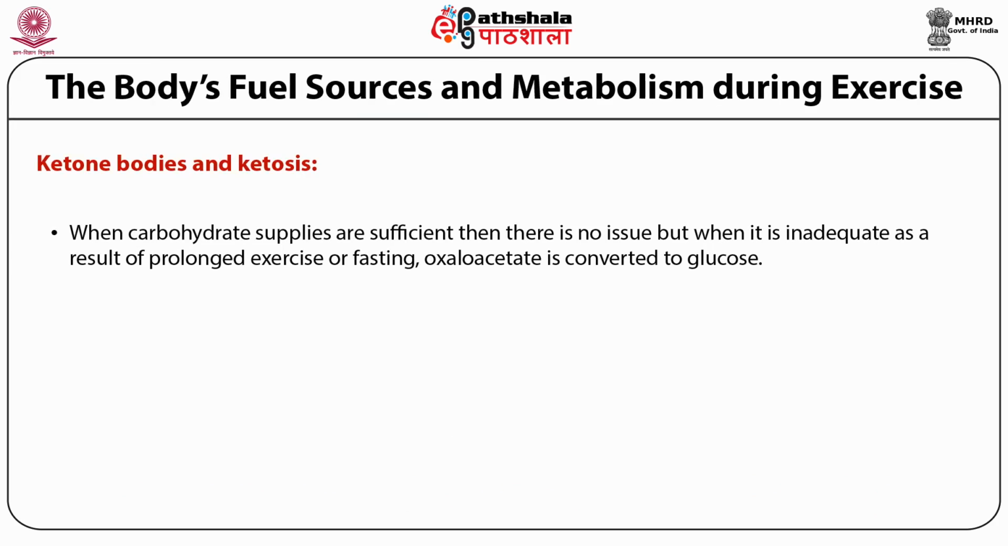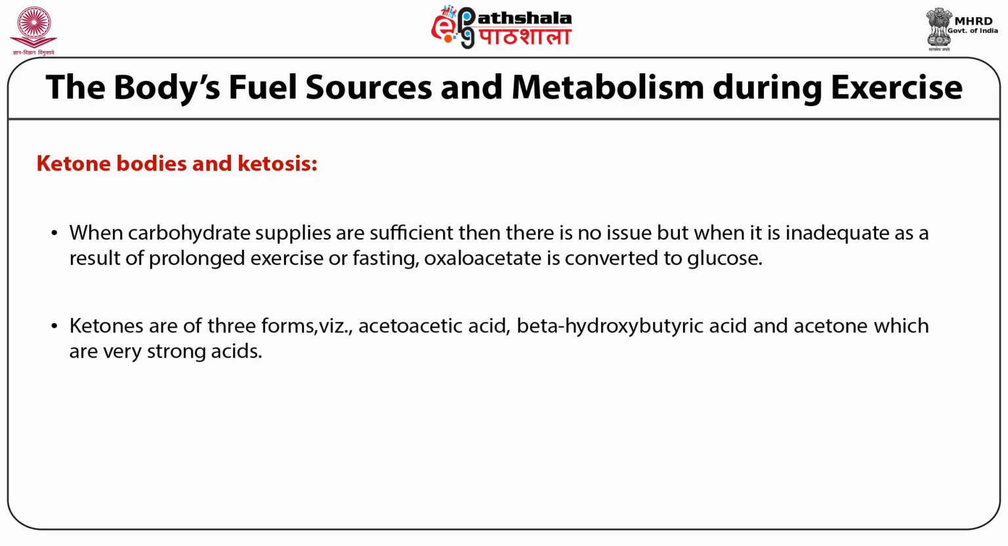When carbohydrate supplies are sufficient, then there is no tissue, but when it is inadequate as a result of prolonged exercise or fasting, oxaloacetate is converted to glucose. When oxaloacetate is not available to combine with acetyl coenzyme A to form citrate, the liver converts the acetyl coenzyme A derived from the fatty acids into ketone bodies. Ketones are of 3 forms: acetoacetic acid, beta-hydroxybutyric acid, and acetone, which are very strong acids. They are used as fuel by the muscles, nerves, and brain.